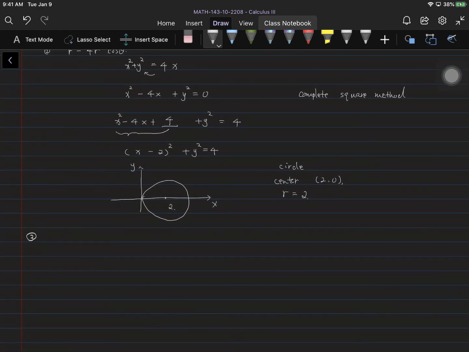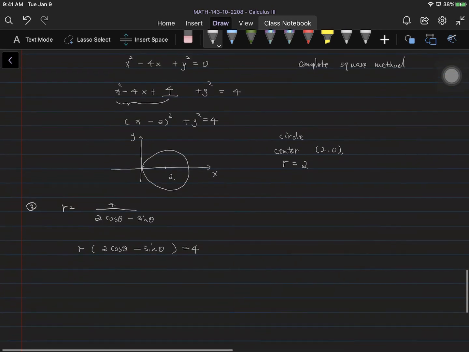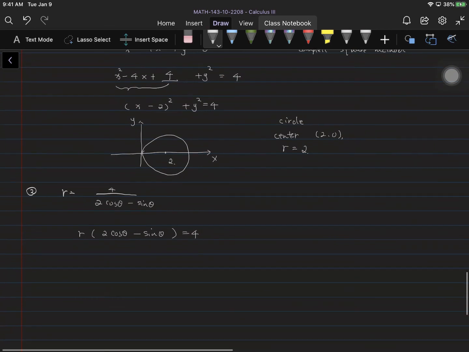Number 3, let's take a look. r equals 4 over 2 cosine theta minus sine theta. This looks complicated, but we can multiply by the denominator on the right side. So we can simplify. It's like r times (2 cosine theta minus sine theta) equals 4. So we don't have any denominator or rational function anymore, right? So simplify: 2r cosine theta minus r sine theta equals 4.